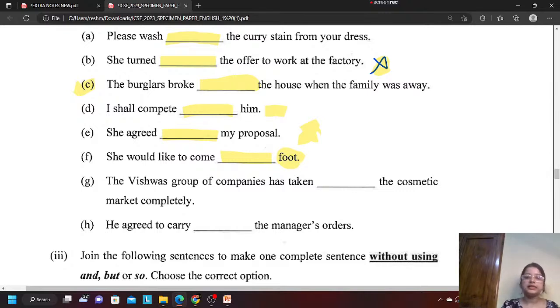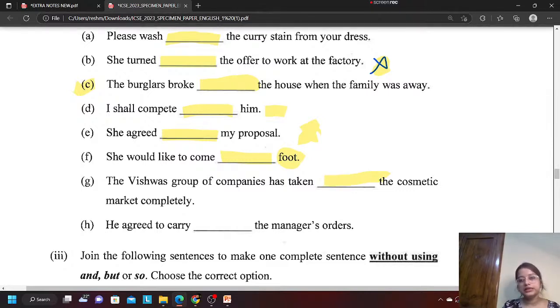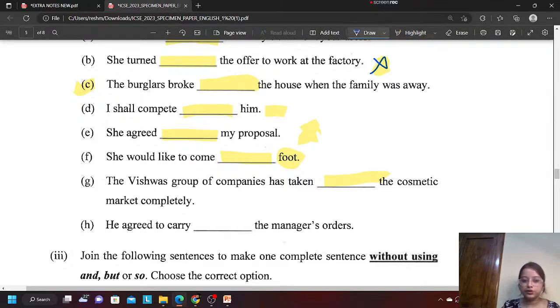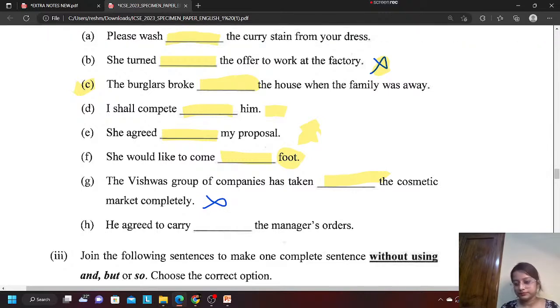So, by foot. The Vishwas group of companies had taken dash the cosmetic market completely. This one also is something that your board loves to give. No, I don't think on is correct, because if I can keep something on my head, that means it is separate. But my body and my foot are not separate entities. They come together, and it is just like a transport where you are using something to travel.